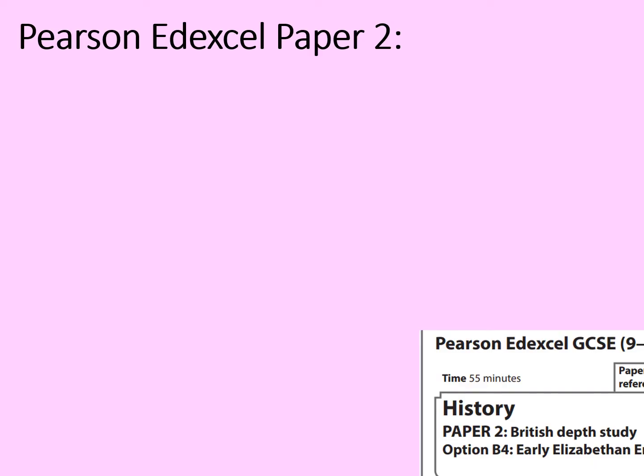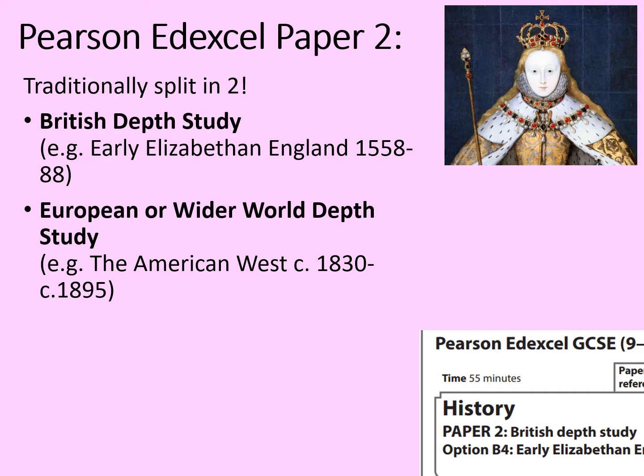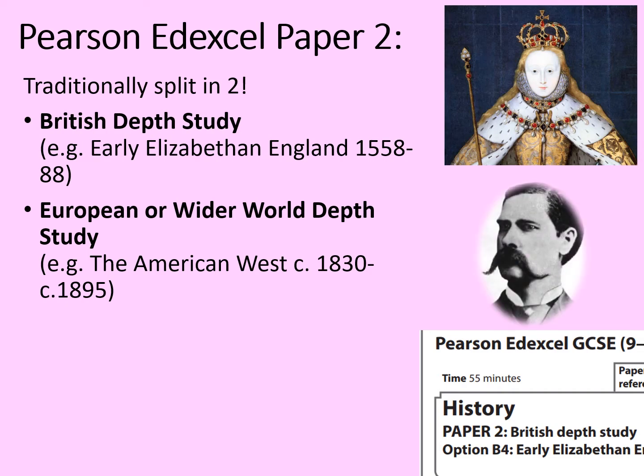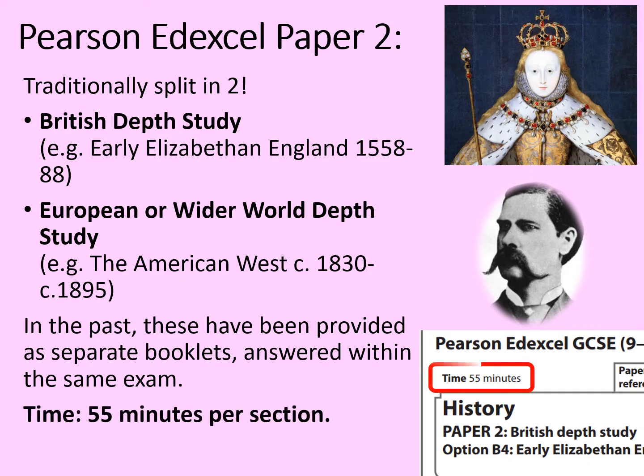Firstly, a reminder of how this paper is structured. It's traditionally split into 2. One is a British depth study, e.g. Early Elizabethan England 1558 to 88, and the other is a European or wider world depth study, e.g. the American West 1830 to 1895. In the past, these have been provided as separate booklets answered within the same exam, although on one occasion they were taken as separate exams. The time allowed for each section is 55 minutes, so that's how long you'll have to answer the entire paper.